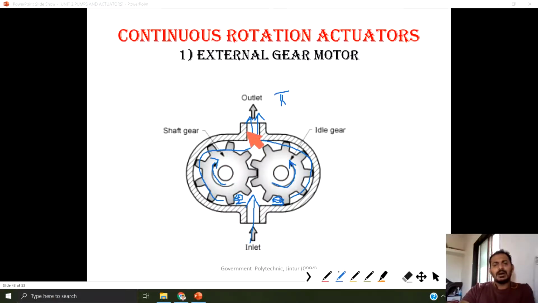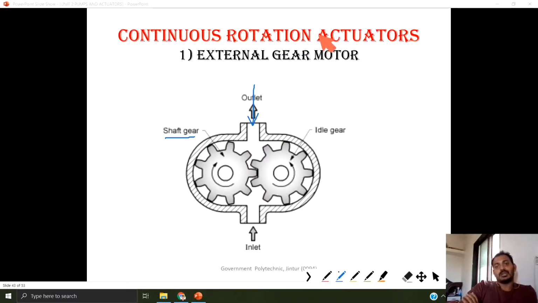Now if I am giving the supply from the opposite side, from the outlet side, then I am going to get a reverse direction of motion of the shaft gear. So this is the working of an external gear motor.